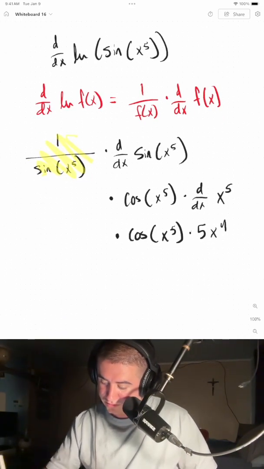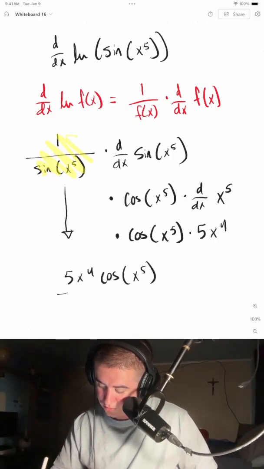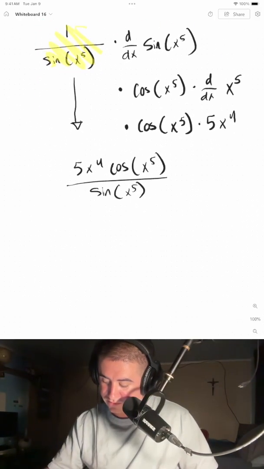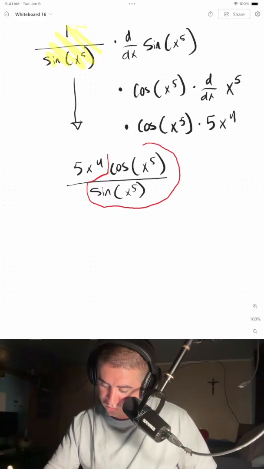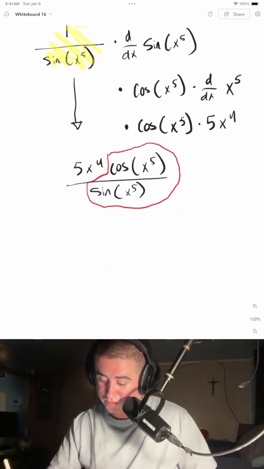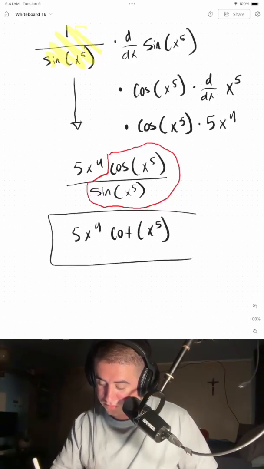And our final answer, so we're going to include this all the way in the bottom, we're going to have 5x to the 4th times cosine x to the 5th over sine x to the 5th. Now, you could simplify even further this portion over here. Let's go ahead and put a circle, or the worst circle ever, around this. This is actually a trigonometric identity, which is cotangent. So we're going to change that to 5x to the 4th, multiply by cotangent, and of course bring back that x to the 5th, and this could also be your final answer.